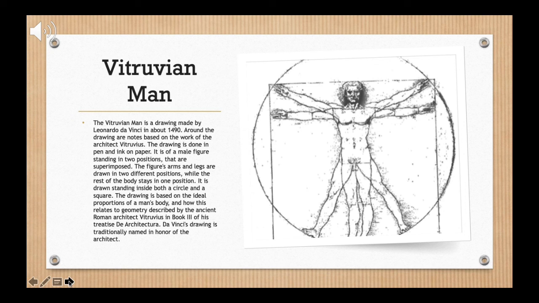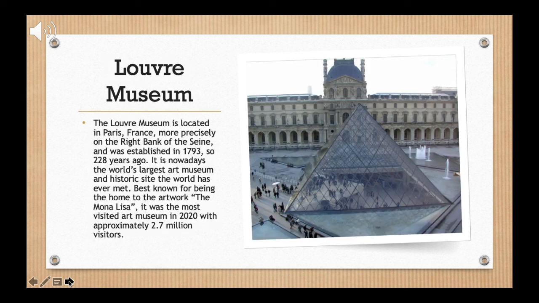The drawing is based on the ideal proportions of a man's body and how this relates to geometry described by the ancient Roman architect Vitruvius in Book 3 of his treatise De Architectura. Da Vinci's drawing is traditionally named in honor of the architect.